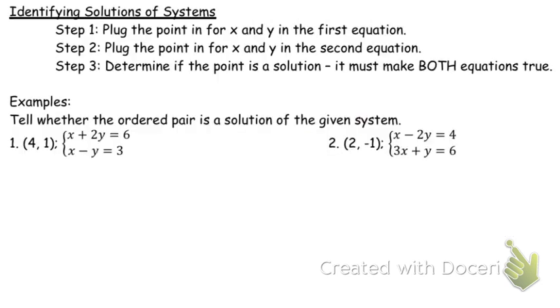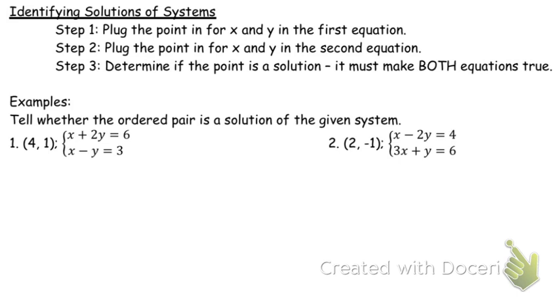Identifying a solution. This is going to be very similar to what we've done. This is basically the check part. So we have 3 steps to this. We're going to plug in the point for x and y of the first equation. We're going to plug it in for the second equation, and we're going to see if it works in both. If it only works in one, is it a solution of the system? No, it's a solution for one line. But for the system, we need to be a solution to everything.